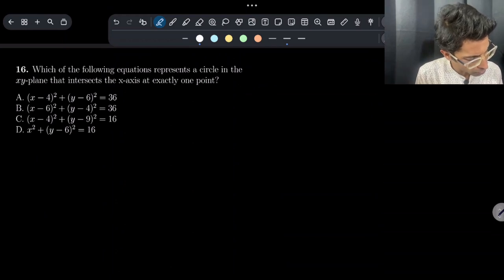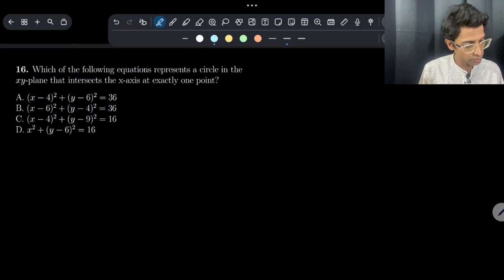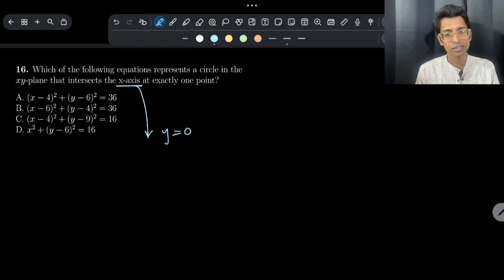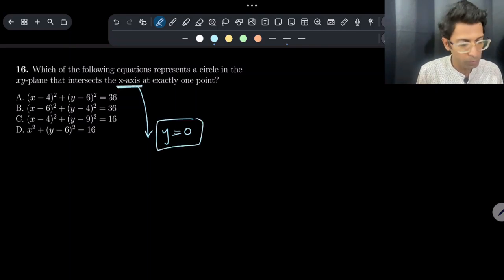Which of the following equations represents a circle in the xy plane that intersects the x-axis at exactly 1 point? Oh, exactly 1 point. When you see a question like this, once you see x-axis, immediately you should get this in your head. The equation of x-axis is y equal to 0. The equation of y-axis is x equal to 0.